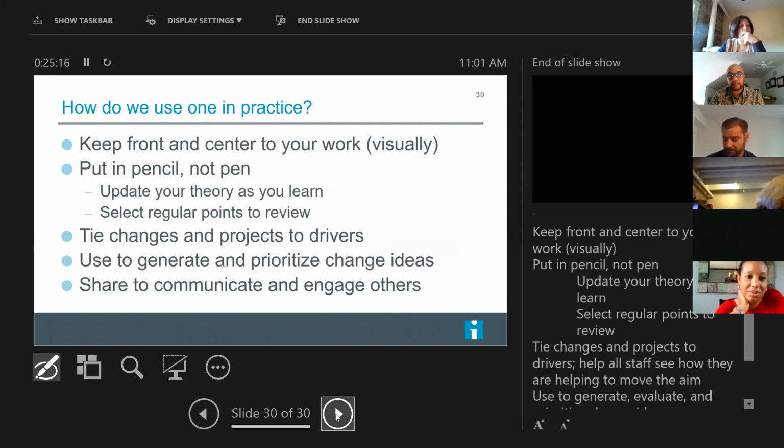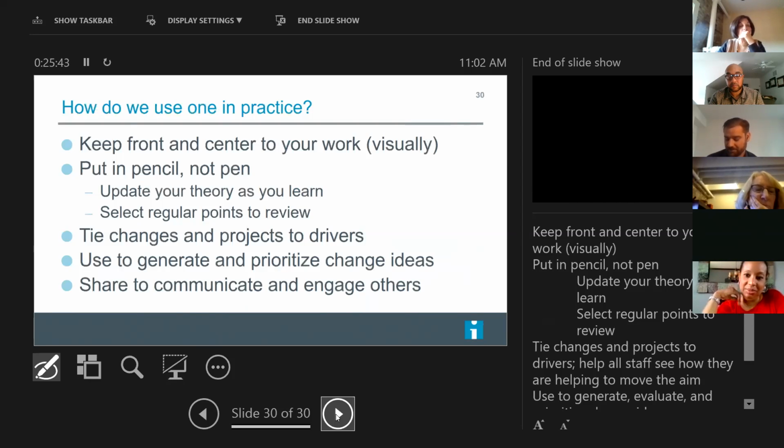And then, like I said, the idea is to keep it front and center to your work. You want to put it in pencil, not pen. Do not laminate your driver diagram, right? Put it on a flip chart, make it ugly, just have a bunch of Post-its. Sometimes people like to have people brainstorm on Post-its and then create the drivers from there, or you can start at the top and say, big picture, what do we think it's going to take? Or if someone else has one, you can start with that.